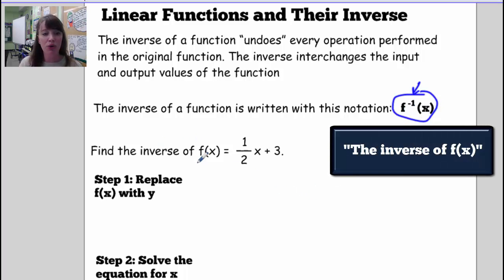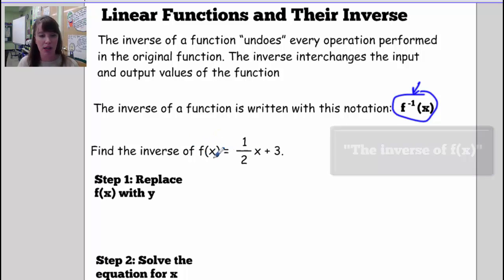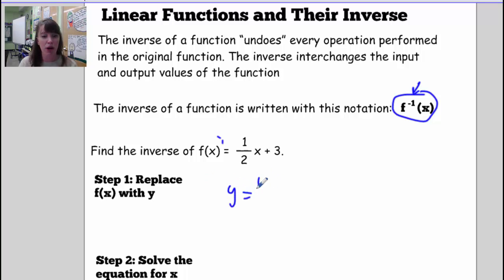Okay. So in order to get the inverse of a function, you're going to follow these steps. Let's say we're going to get the inverse of f of x equals 1/2 x plus 3. The first thing you're going to do is take away the function notation and switch it with the y notation. So we write this as y equals 1/2 x plus 3.